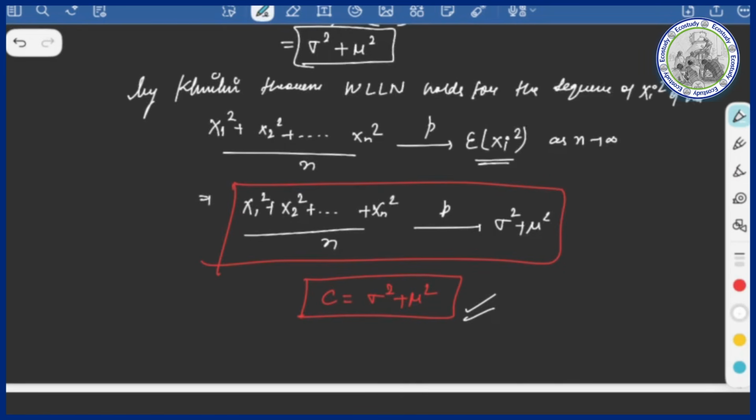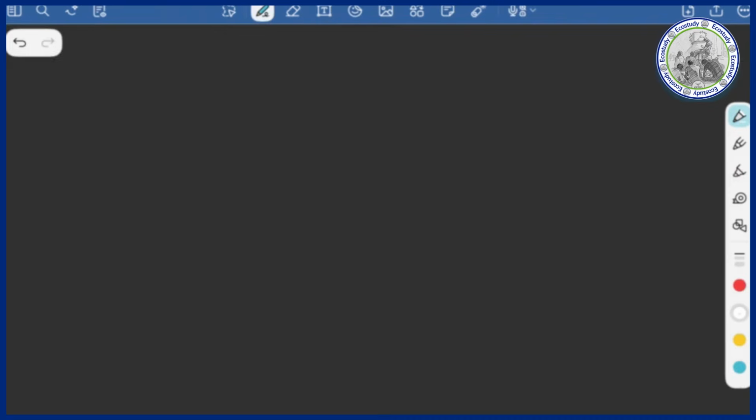Now we will look at the sampling distribution. Let me start the sampling distribution. After sampling distribution we will look at the method of estimation. So let me write here: sampling distribution.